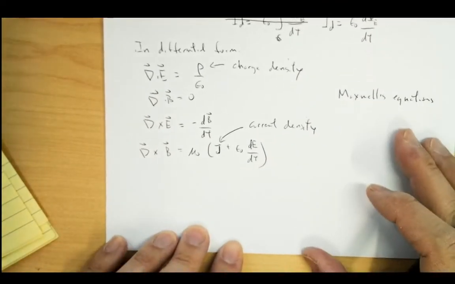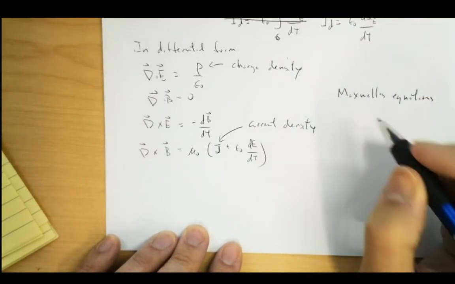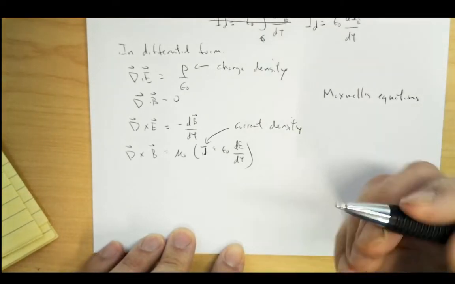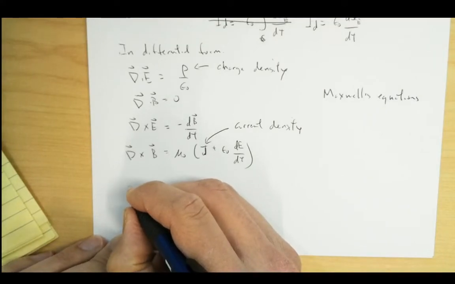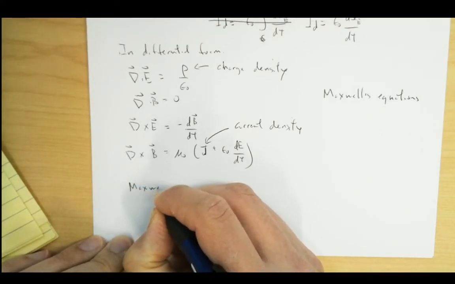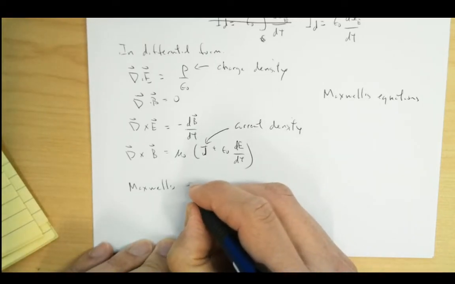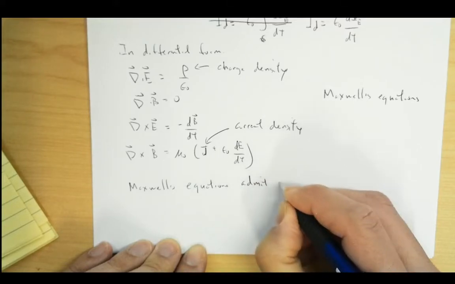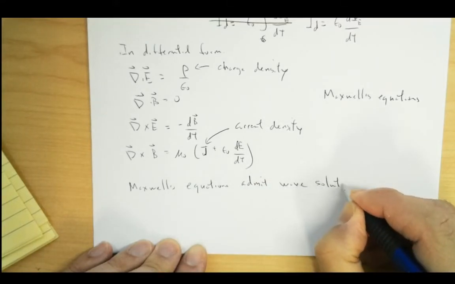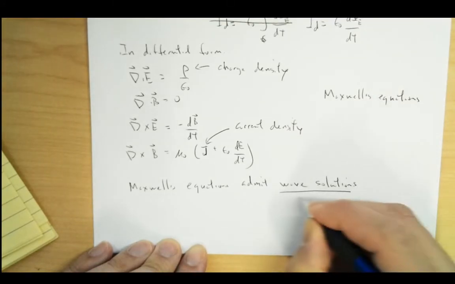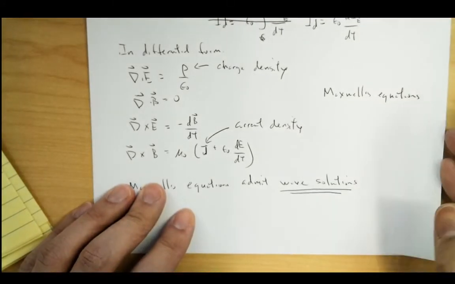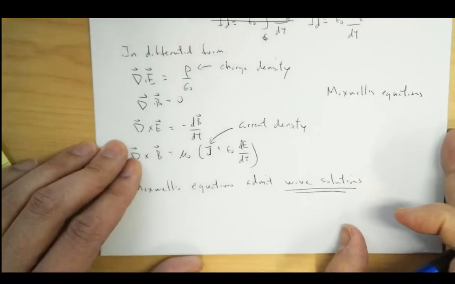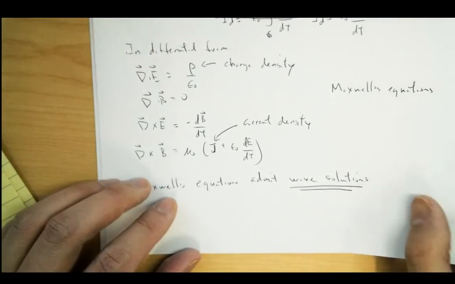What is interesting about Maxwell's equations is that when James Clerk Maxwell first wrote this down, he found that they admit wave solutions. This is really important, because without it we have essentially nothing in the modern world. Let me make sure I got everything there. Okay, so what is a wave solution?